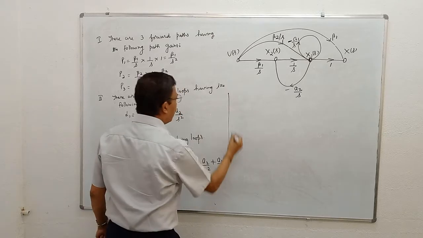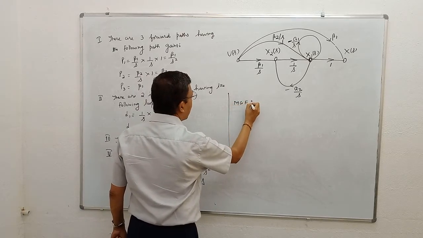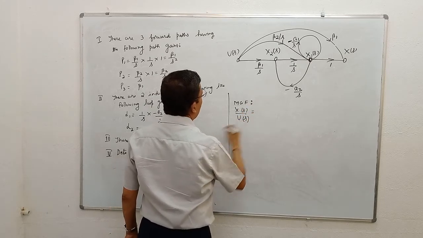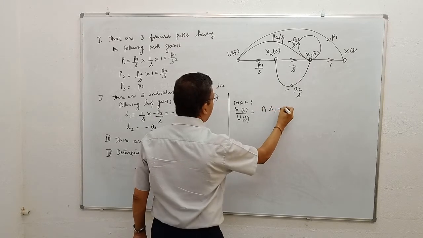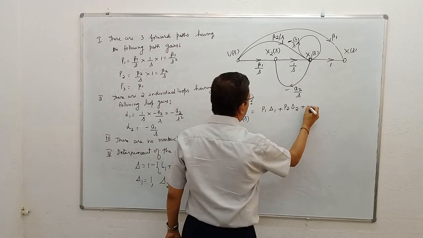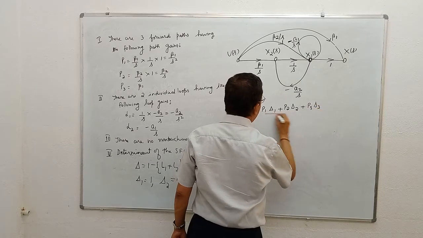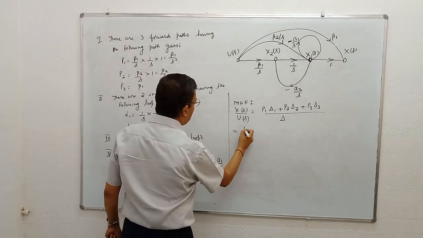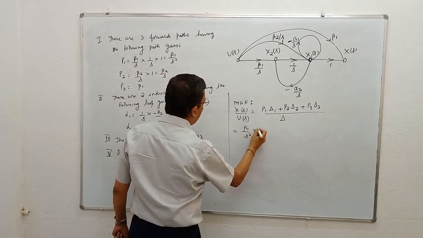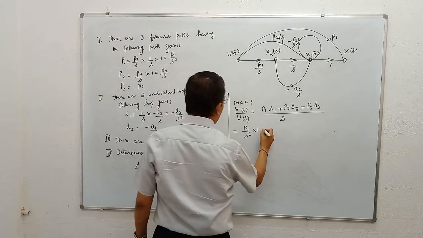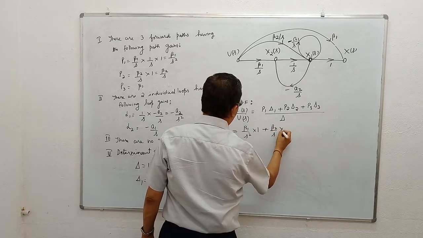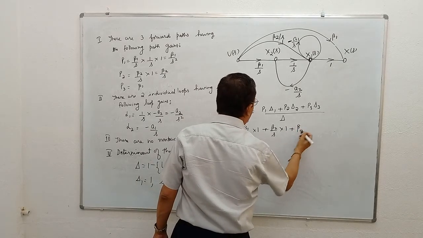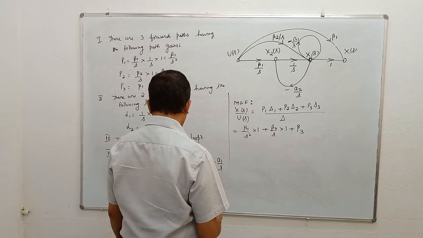Now let us apply Mason's gain formula. According to Mason's gain formula, transfer function X of s by U of s is equal to p1 delta 1 plus p2 delta 2 plus p3 delta 3 divided by delta. What is p1? p1 is beta 1 by s square. Delta 1 is 1. What is p2? Beta 2 by s. What is delta 2? 1. What is p3? Beta 3. What is delta 3? Delta 3 is delta itself.